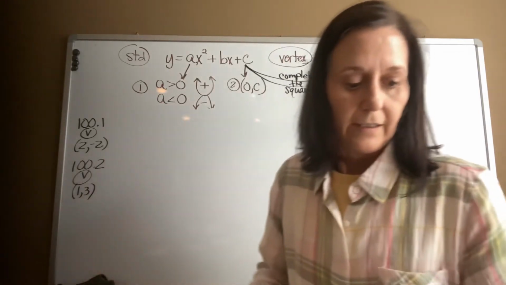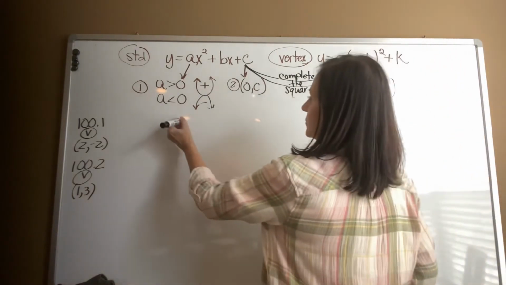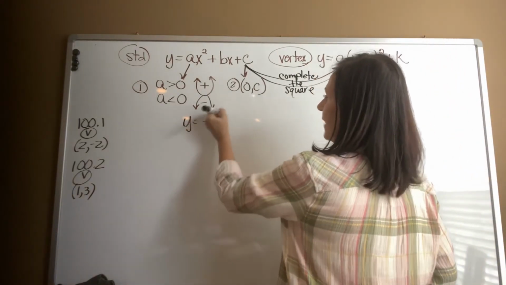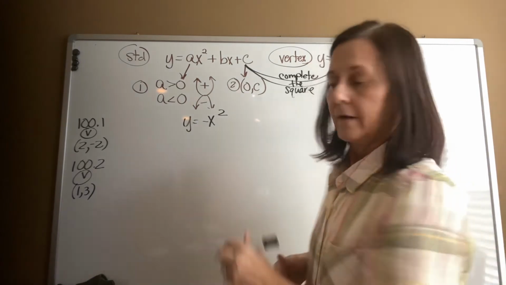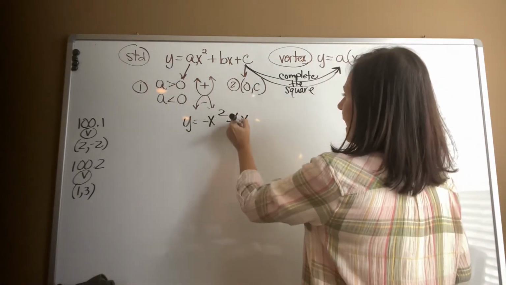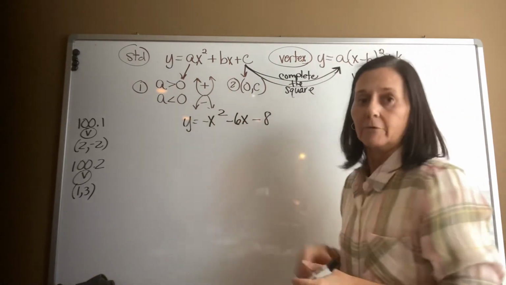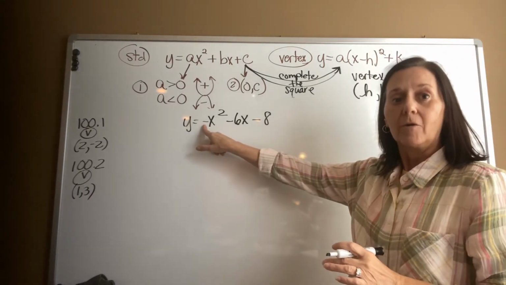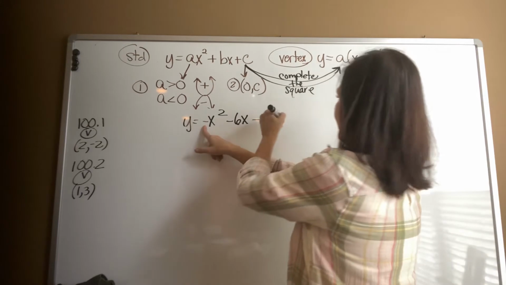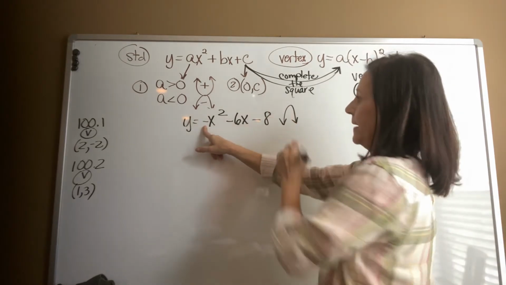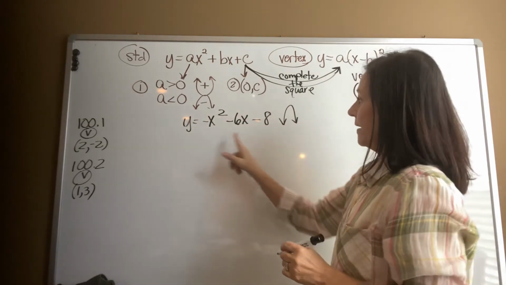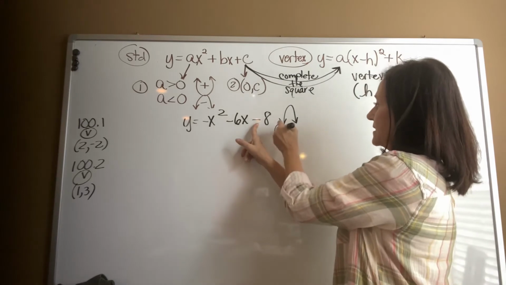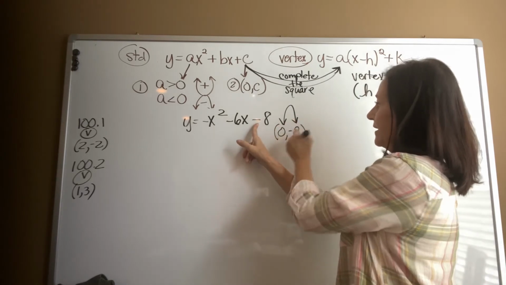All right, example 3 is y equals negative x squared minus 6x minus 8. All right, I'm going to answer those 2 questions. Opens up or down? It opens down, right? Opens down. That's what I'm expecting. What's my y-intercept? It's going to be 0, negative 8.